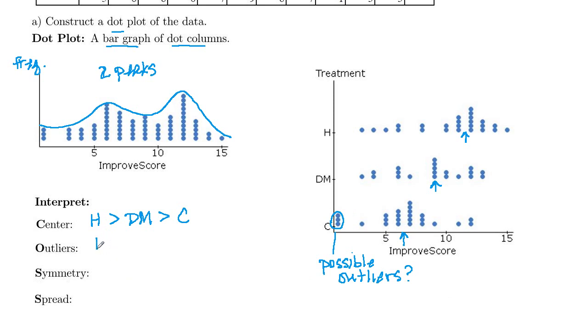So for outliers, you want to look for gaps in the data. Outliers are data far from the rest. They don't fit the normal pattern.